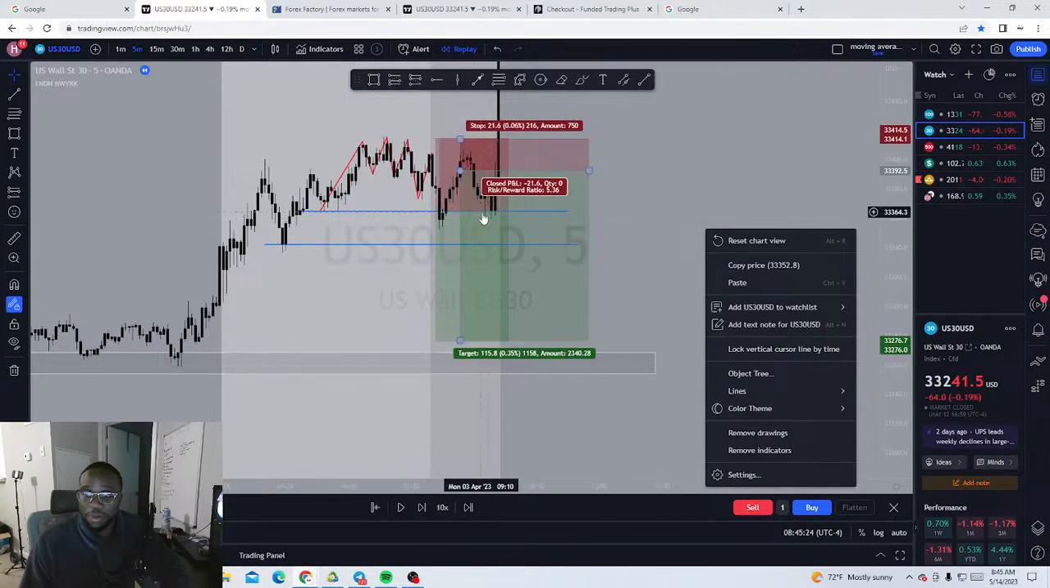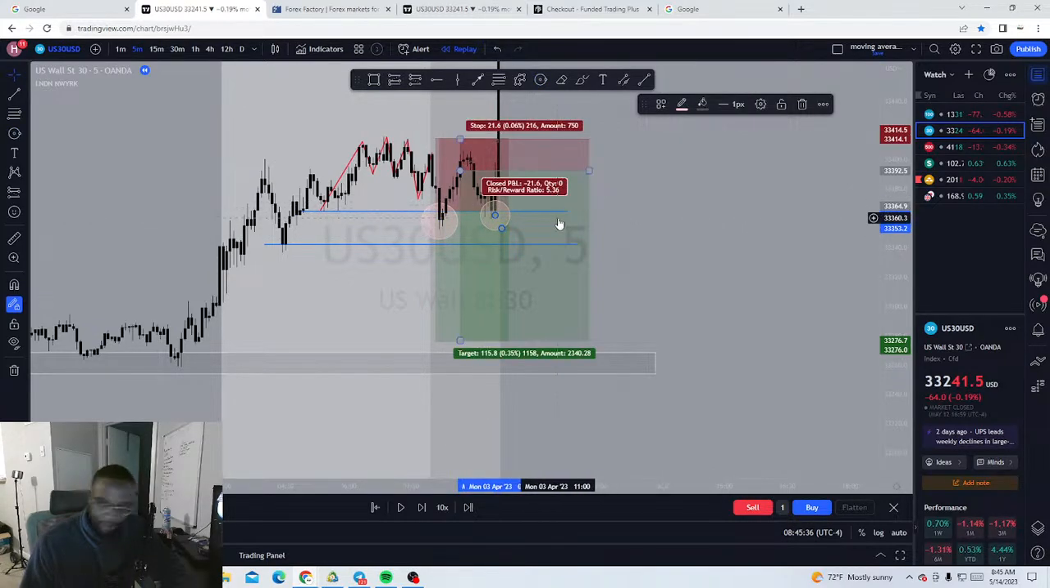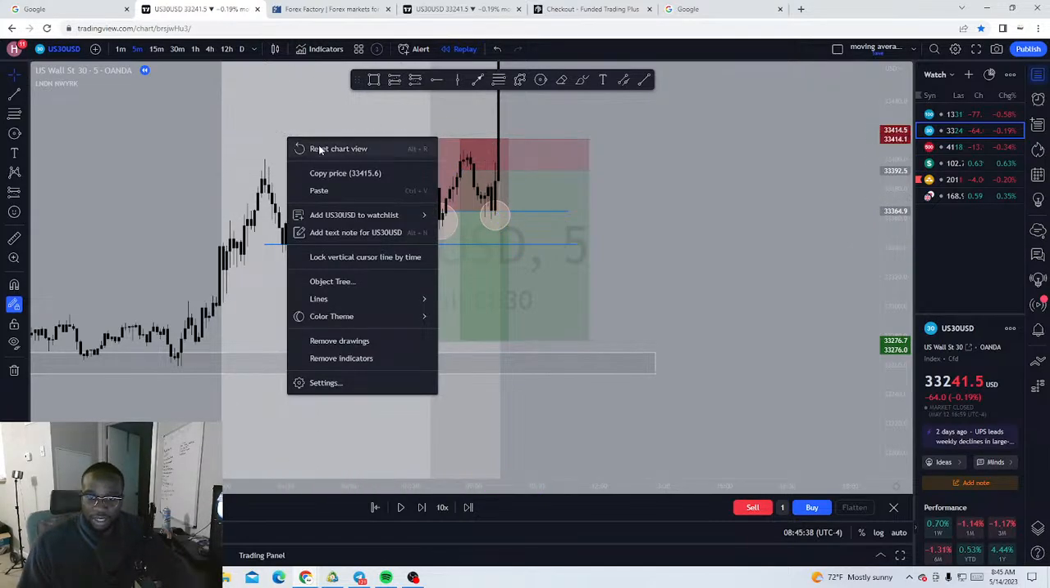We got this double bottom right here. This structure break right here was a fake. Came back up, held. You can see right here, held, and then it took me out. It is what it is. As we say, we continue going.